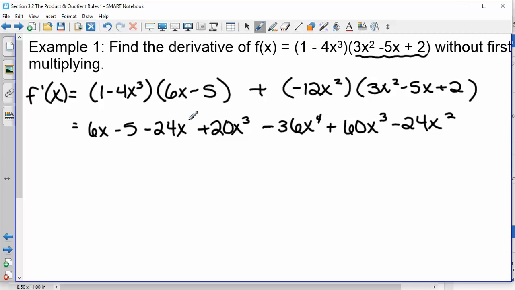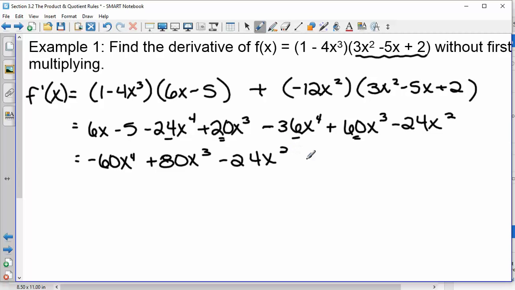Okay, combining like terms. If I combine those two, the x to the fourth, we get negative 60x to the fourth. 20x cubed and 60x cubed is 80x cubed minus 24x squared plus 6x minus 5.